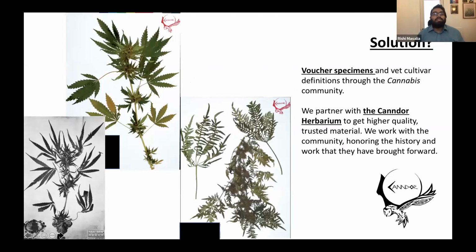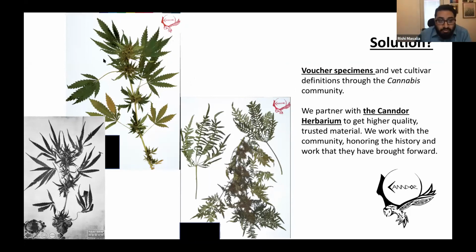So what is a solution to this massive problem that is hurting the industry right now? One of the ways goes back to what we talked about at the beginning of the talk, which are these voucher specimens, this idea of an herbarium and setting up gold standards. So LeafWorks, we are partnering with the world's only cannabis herbarium, called the Candor Herbarium, to create high quality trusted material. We work with the community to actually make these voucher specimens.